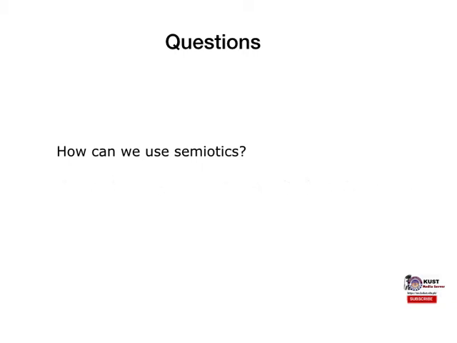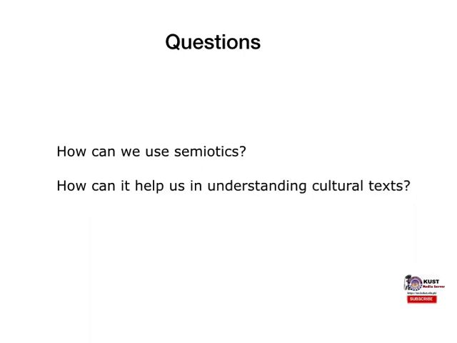And then, how can semiotics help us in understanding cultural text? For example, we always see texts of films. What does the film mean? Does it promote racism? Or even you can talk about objects. For example, if you see a statue somewhere or a painting, what does it mean? What does it reflect? Does it reflect a colonial past?